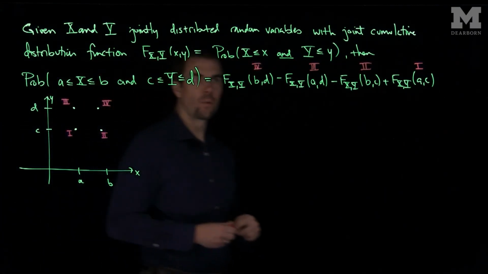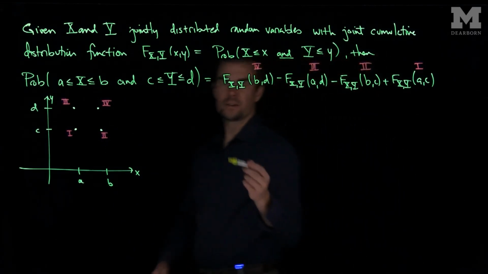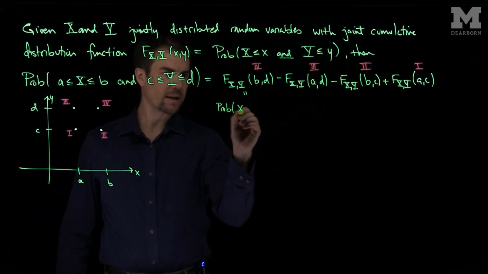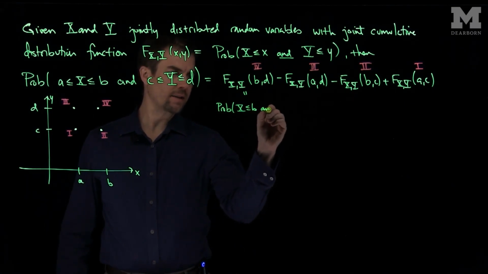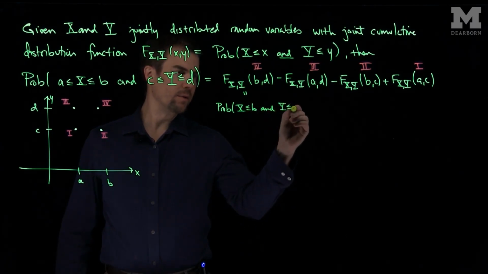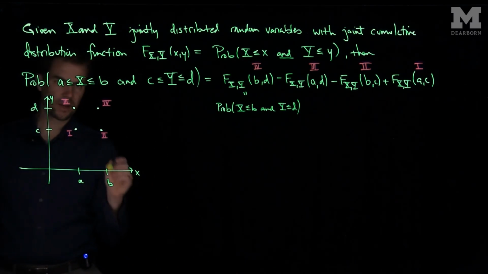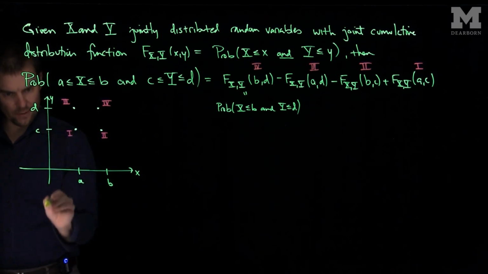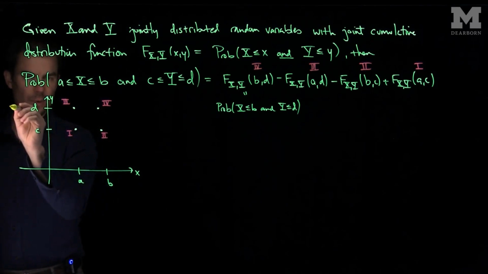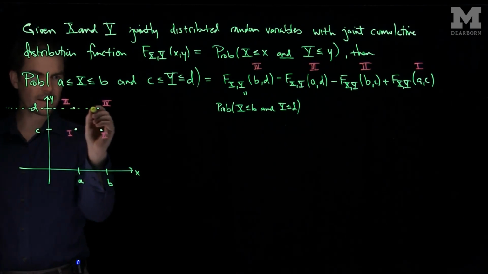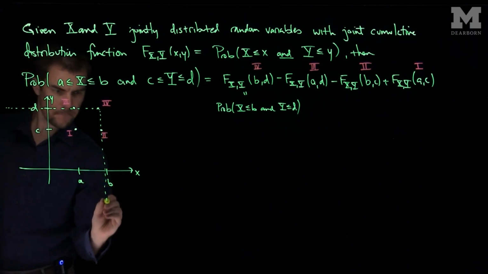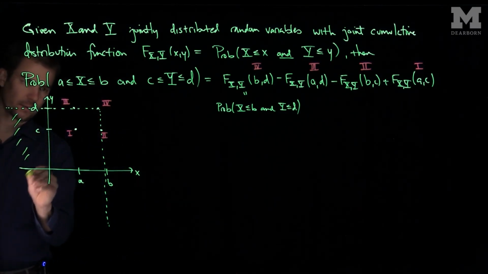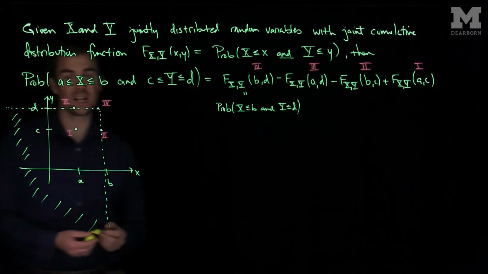Now, if we think about what the CDF is, the CDF of b and d is the probability that X is less than or equal to b and Y is less than or equal to d. What that probability gives us is, if X is less than b, all of these values over here, and if Y is less than d, all these values down over here. So we get this large box, and that's way more than the rectangle we want.